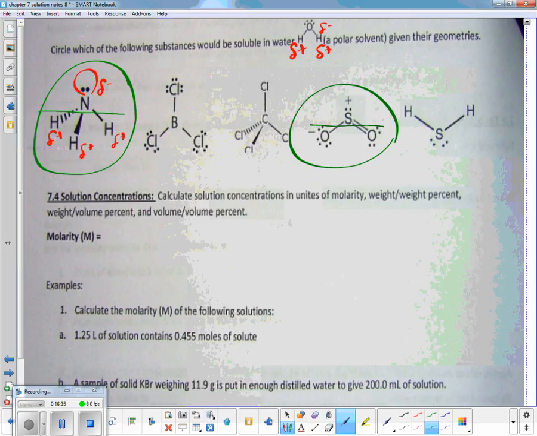What about H2S, which is rotten egg gas? It'll also be polar because we've got the hydrogens plus, and the sulfur will be a slight negative, so that is also polar.